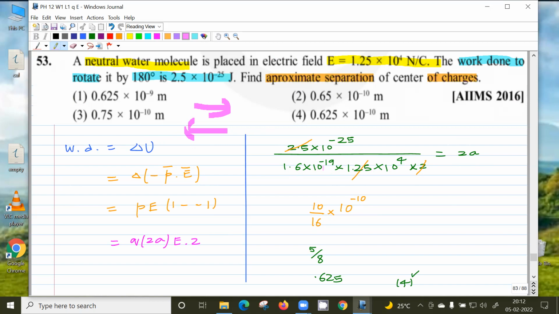Minus 2, is it correct? No, it's minus 6, and then 1.25 into 10 to the 4. So this is becoming minus 15, right? So it's minus 10 only. After that, it will become 1 by 1.6, right? 1 by 1.6 is the same as 10 by 16. 10 by 16 is 5 by 8, right?